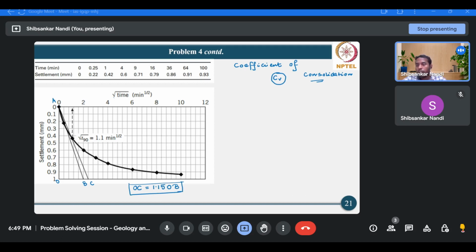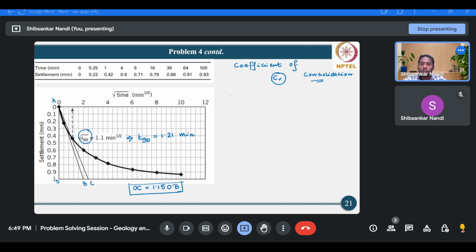Now, the second straight line AC will cut the time-settlement curve at a point. The abscissa of this point will give you the square root of t90, since along the x-axis it is plotted in square root of time, not in time. So t90, the time required for 90% degree of consolidation, will be 1.21 minutes. So this is the required time.